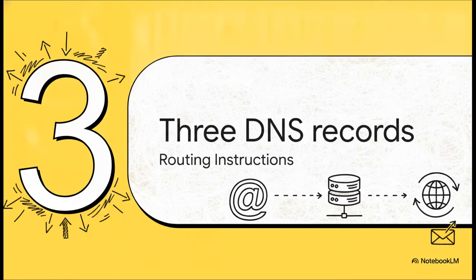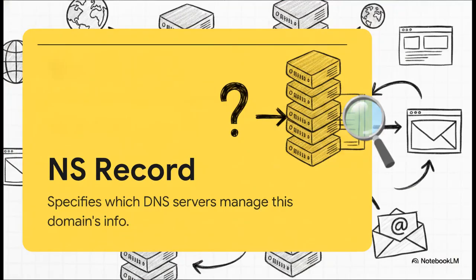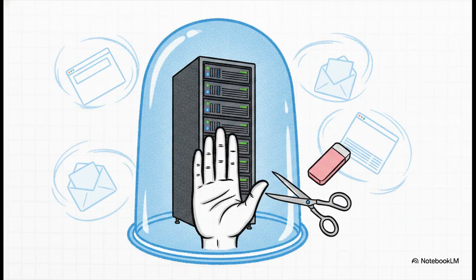Which brings us to Section 3, 3 DNS records. First up, we have the NS record, or name server. Think of this as asking, who's the boss here? It tells us which specific DNS servers actually manage the DNS routing rulebook for the entire domain. In our example, it was pointing over to X server's name servers. Now listen up, because this is absolutely crucial.